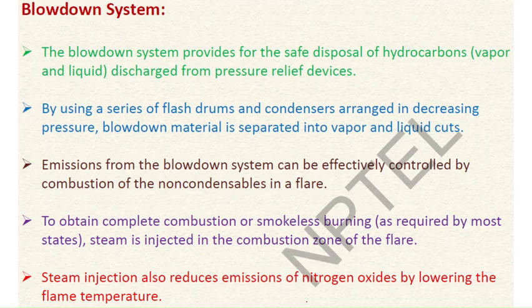So what happens is, this blowdown system is for the safe disposal of hydrocarbons. By using a series of flash drums and condensers, blowdown material is separated into vapor and liquid cuts for safe disposal of hydrocarbon. If there is a mixture of hydrocarbon which we need to dispose, then we need to separate the vapor and liquid separately. For that purpose, blowdown systems are used.